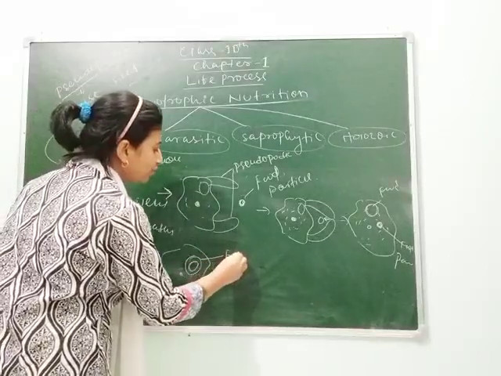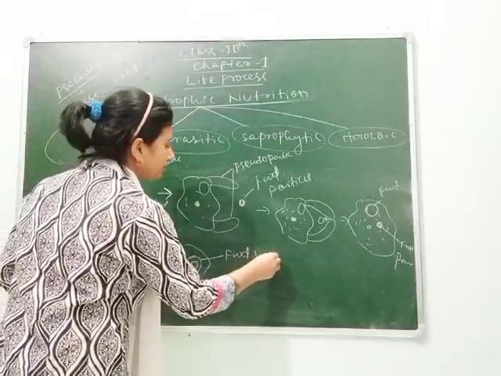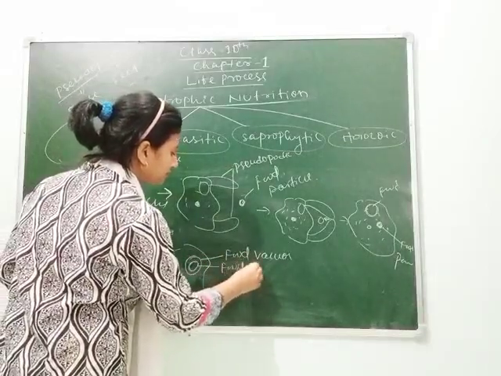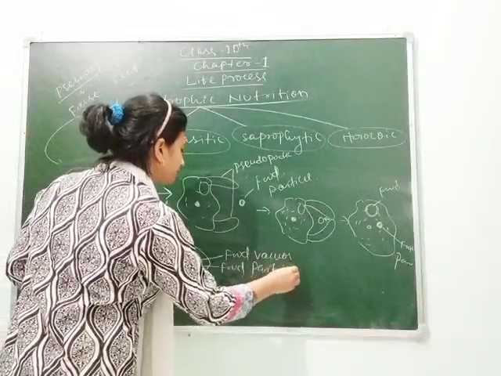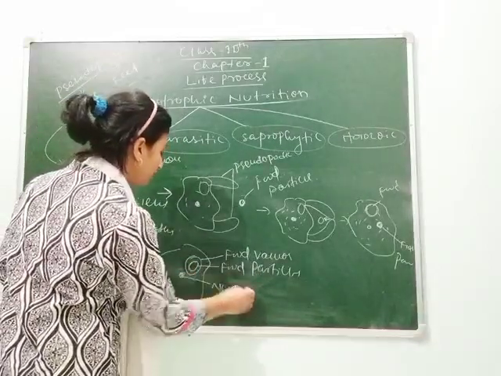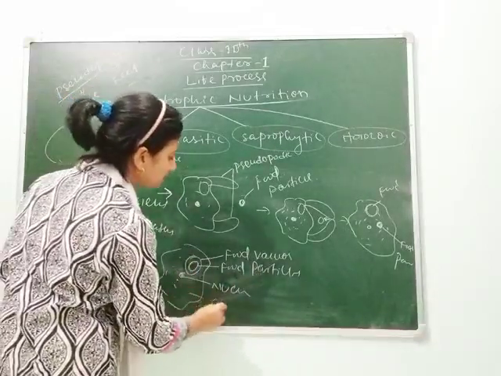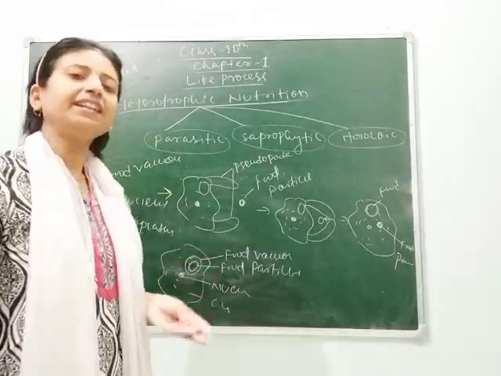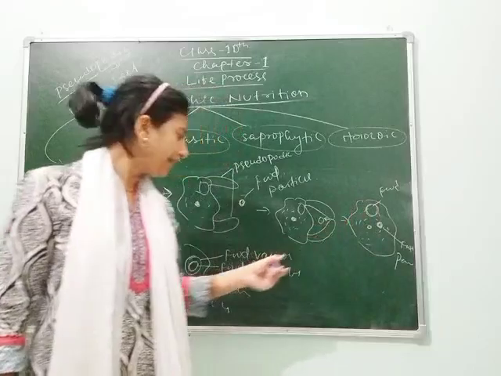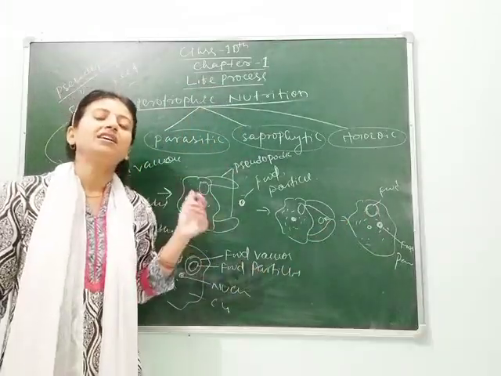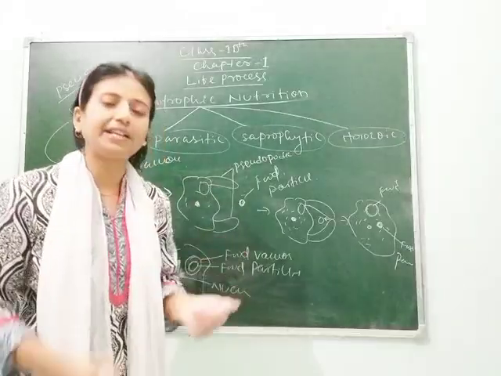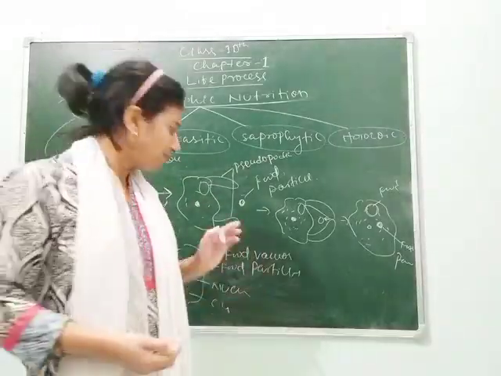This is the food vacuole and this is the food particle. This is the nucleus, as I have told you, and these are the cytoplasm. So after entering the food into the body, it enters the food again into the food vacuole. From the food vacuole some hydrolytic enzymes are secreted which help in the digestion of food.